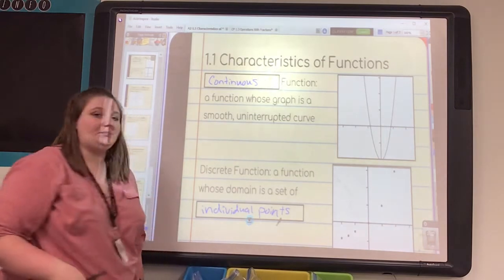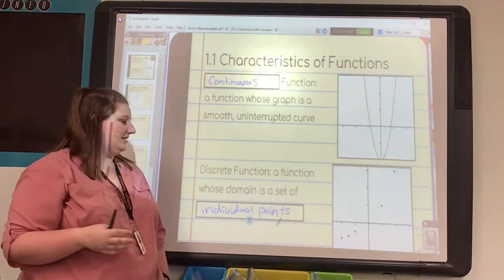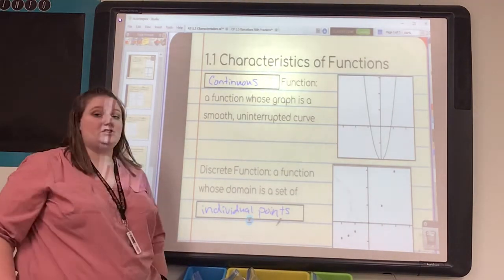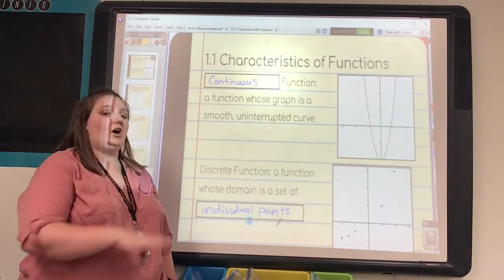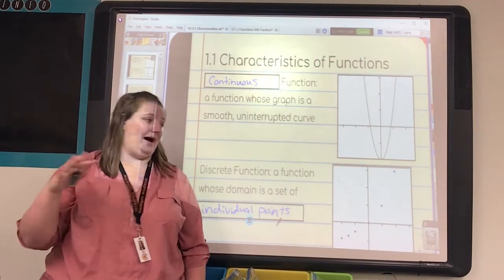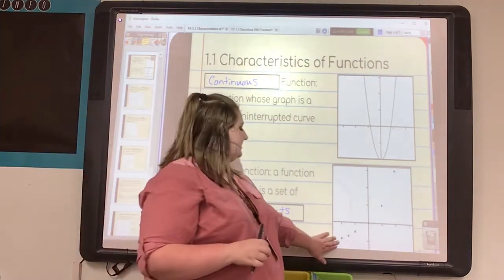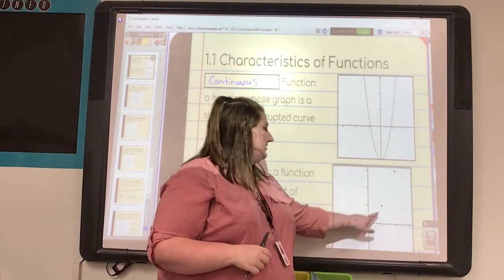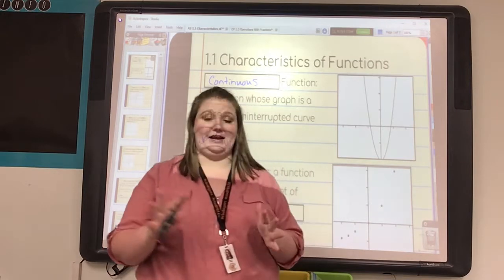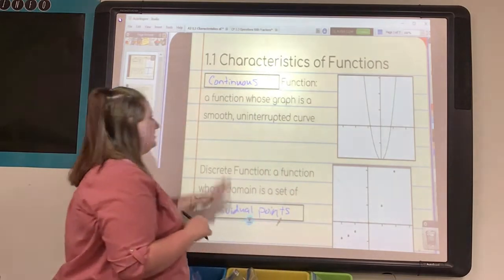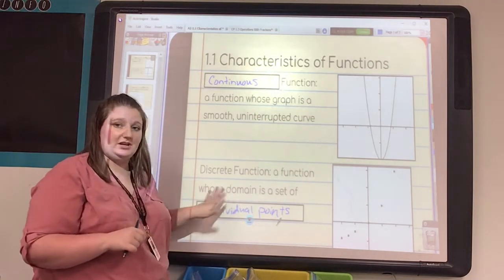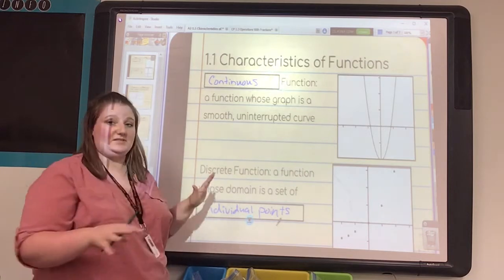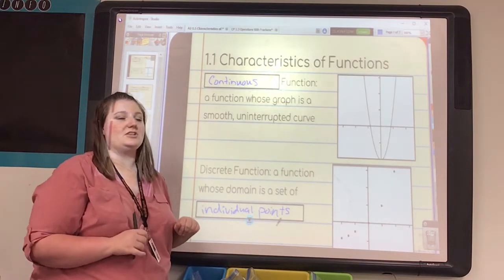So a discrete function is a collection of individual points. So it's not a connected curve all the way throughout. So for example, this function over here would be discrete because the points are all individual. They're not connected throughout. So a function is either continuous or discrete. Those are opposites of each other when we talk about functions.